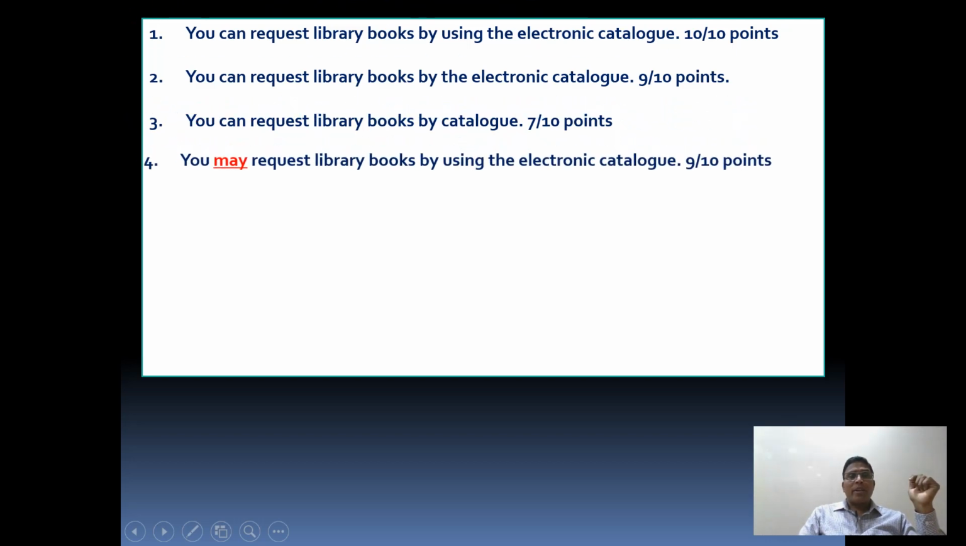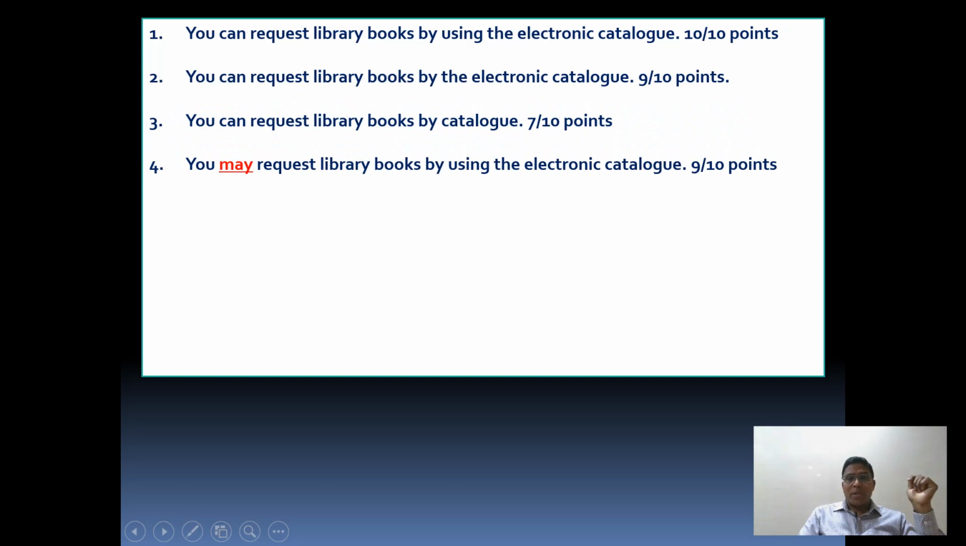Fourth scenario, maybe: "You may request library books by using the electronic catalog." In this sentence, instead of writing "can," you wrote "may," but the rest of the words are correct. And "you may request" is a grammatically right sentence. So "may" will be looked upon as a spelling mistake, so the rest of the words we will get. Only "may" you will not get, that will be treated as a spelling mistake. So 9 points you'll get out of 10.